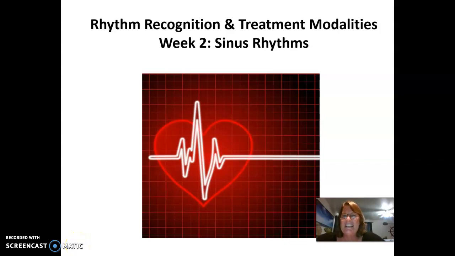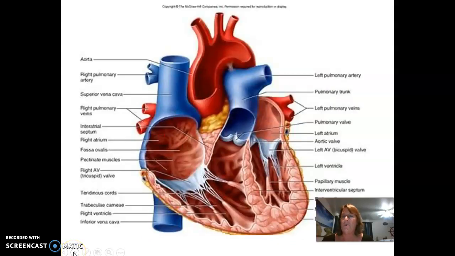Hello class. Today in our rhythm recognition class we are going to start learning how to name our rhythms that are coming from the sinus node itself. So when we're looking at rhythms, we are going to just do a quick review of what we learned last week. We looked at the structures of our heart.